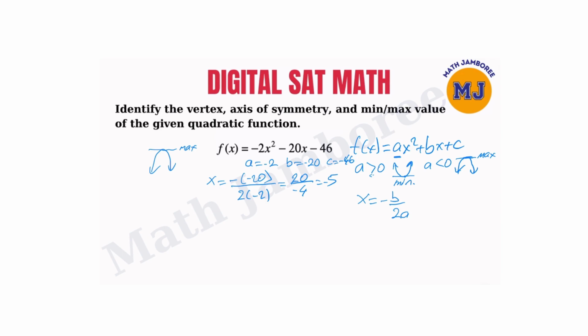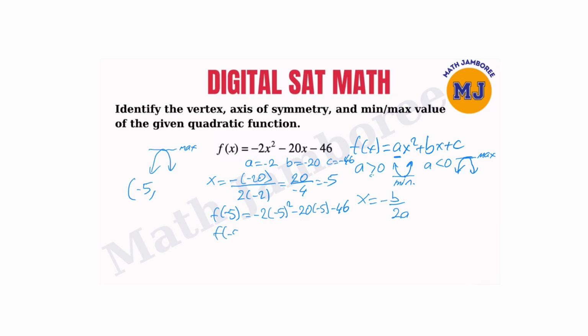So the point is negative 5 for the x value. But in the coordinates, to find the vertex, we will need to find the x and y value. So x is negative 5. To find the y value, you will use the given function, and we will look for f of negative 5 in there. So let's write in here, negative 2 times negative 5 squared minus 20 times negative 5 minus 46.